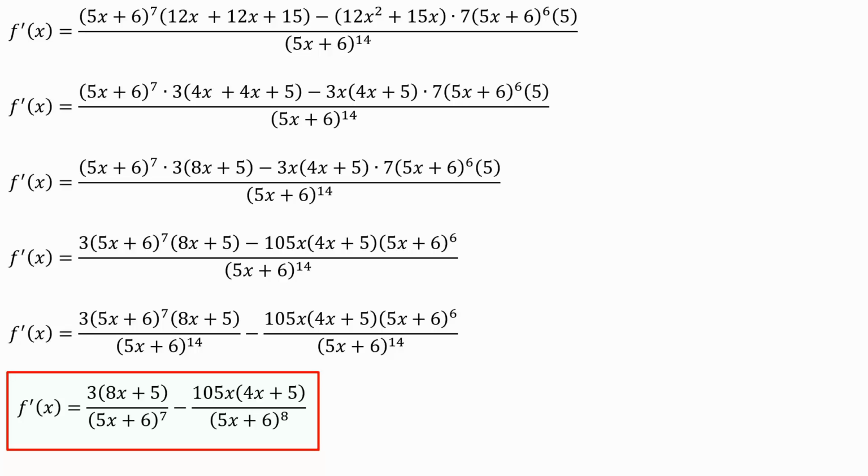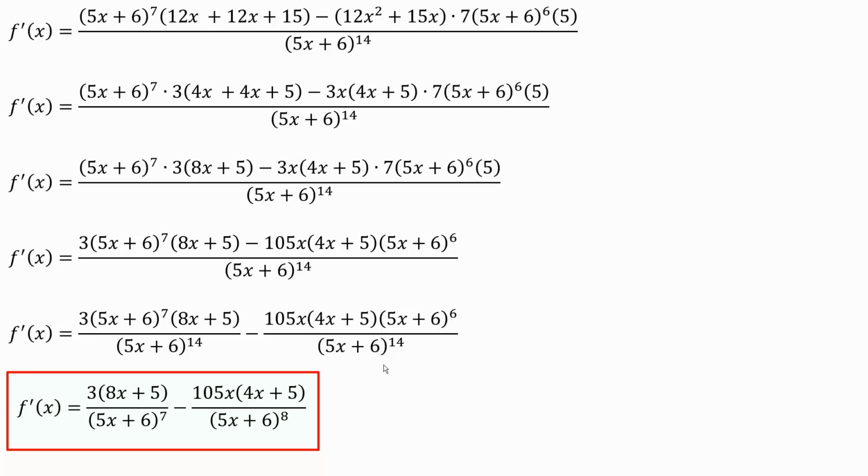And in the next line I kind of rearrange, so I put the 3 in the front, and with this part I have a 3x, I have a 7, I have a 5, and it gets multiplied. And so that's why we have 105x. Finally, I can kind of like separate a little bit, so I can do 3 times parentheses 5x plus 6 raised to 7 times 8x plus 5 divided by this piece right here, 5x plus 6 raised to the 14, minus here 105x times 4x plus 5 times 5x plus 6 raised to 6 divided by the same piece, 5x plus 6 raised to 14.